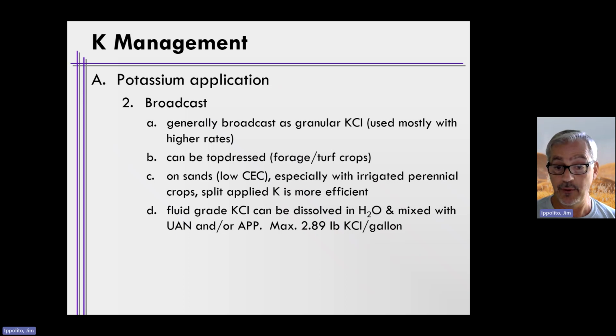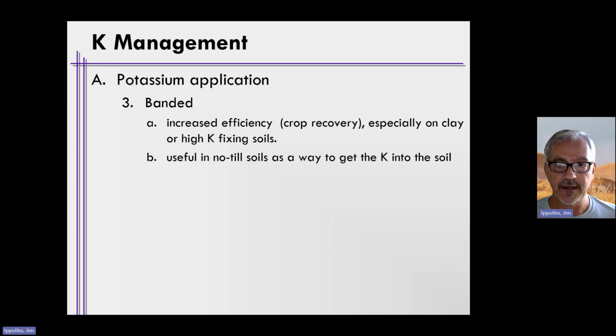You can broadcast fluid application on the soil surface. Fluid grade potassium chloride can be dissolved in water. It's something close to 350 grams per liter. And it can be mixed with other fertilizers, which makes it really attractive. So it can be mixed with, for example, urea ammonium nitrate or ammonium polyphosphate. And so there's a lot of potassium that can be mixed in a gallon of water. In fact, 350 grams per liter must equal about almost 3 pounds per gallon. Pretty interesting.